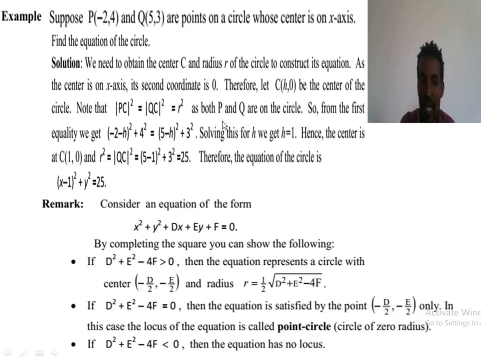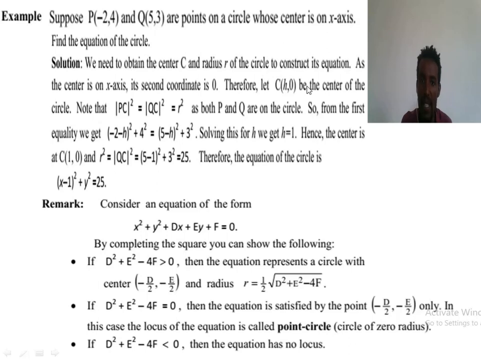Since both give r square, by equating them we get h. Finding h means we found our center in an easy way, because our center is (h, 0). From the first equality, the distance PC whole square and the distance QC whole square are equal to r square. So PC whole square is (-2 - h) whole square plus (4 - 0) whole square, because here our P is (-2, 4) and C is (h, 0), by the distance formula. This is equal to QC whole square. Q is (5, 3) and C is (h, 0), so (5 - h) whole square plus (3 - 0) whole square.